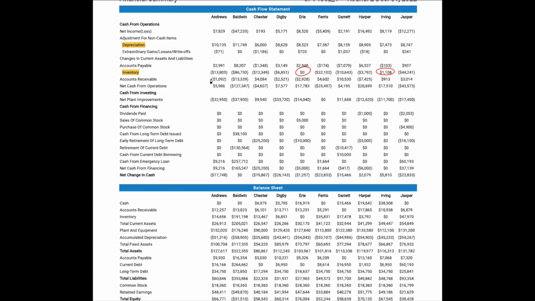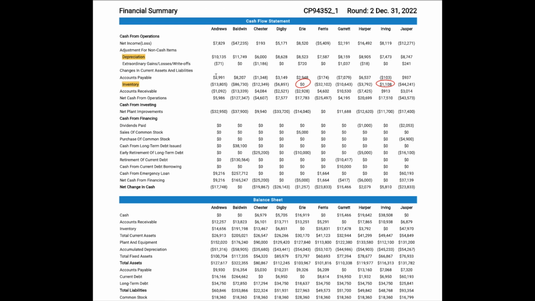Okay, next is the inventory. You can see that most of the teams have stock up, right? Make sure you know that if you have too much inventory, it's going to cost you a lot of money to store it. That's why some of the teams get into emergency loans. You need to make a better projection, so that you can sell out everything and have a little bit left.